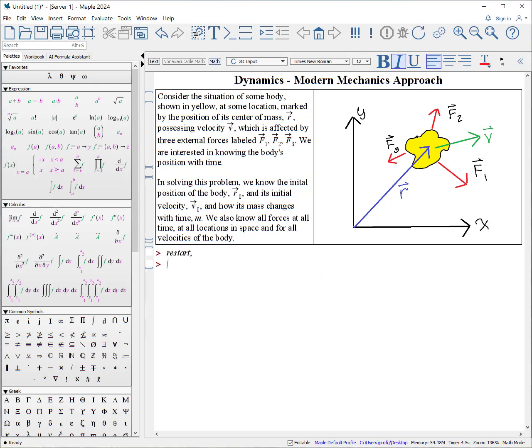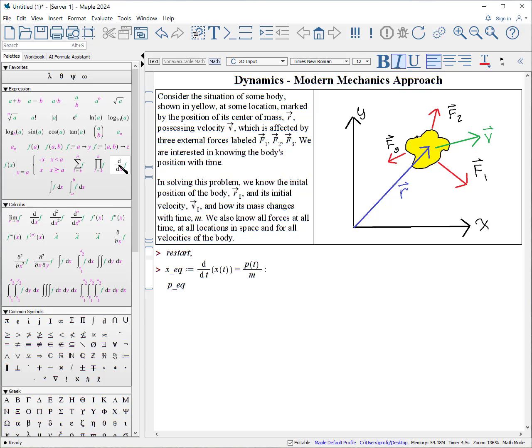Let's begin with the one-dimensional approach. First, we need the position equation, which is that the rate of change with respect to time of the position is equal to the momentum of time divided by mass. That is our approximation. Shift enter.